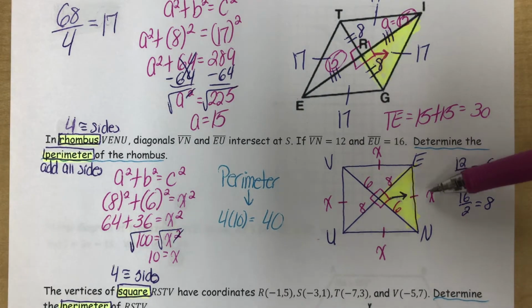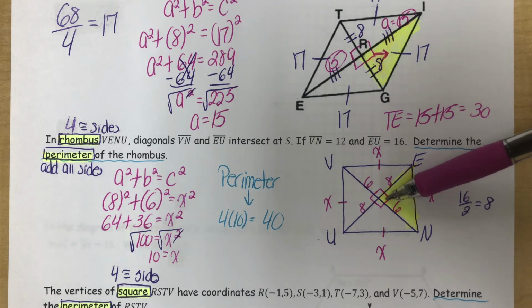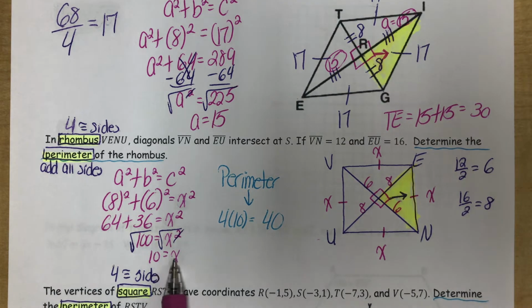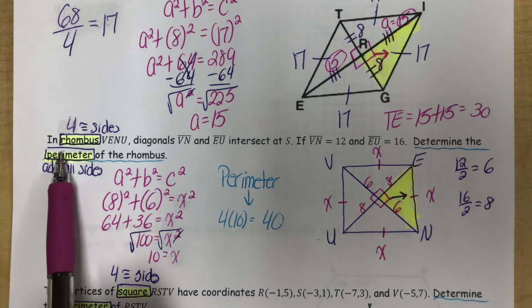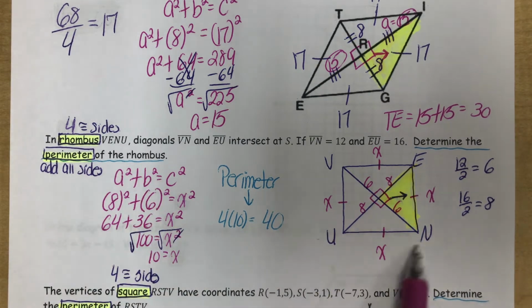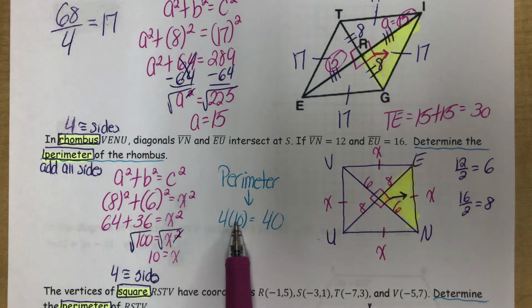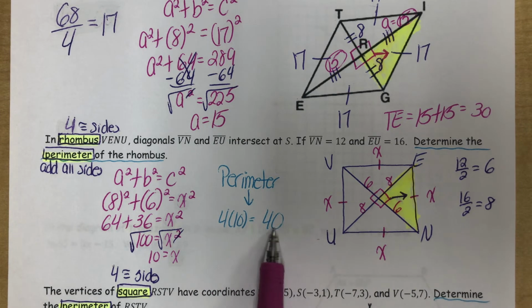So again, I'm looking for this missing side. That really means I'm looking for the missing side of a right triangle. I found out the missing side was 10, but I want to determine the perimeter of the rhombus. All the sides are 10. So all 4 sides times 10, you get 40, all right?